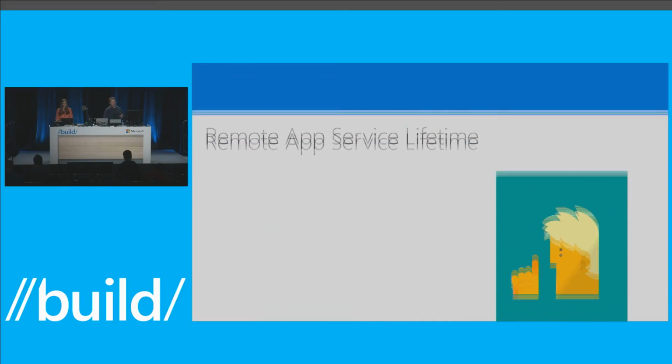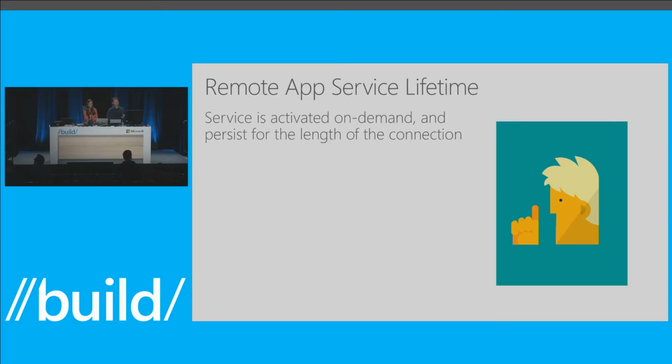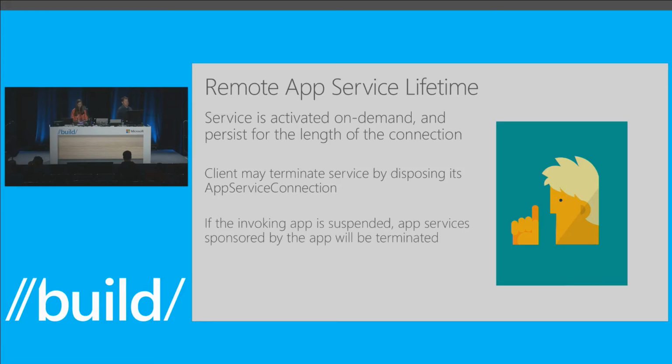So a couple other quick notes about remote app services. A lot of these apply to app services on the device, but they're just things that you should also be aware of, especially when you're going remote. So the service is activated on demand, so it's not always running on the target device. It only gets activated and only starts running when the source device calls into it, even cross-device. And the lifetime of that app is the length of the connection. And that connection can be terminated, of course, by the source, the consumer of that app service. If it disposes of the connection, it will terminate the app.